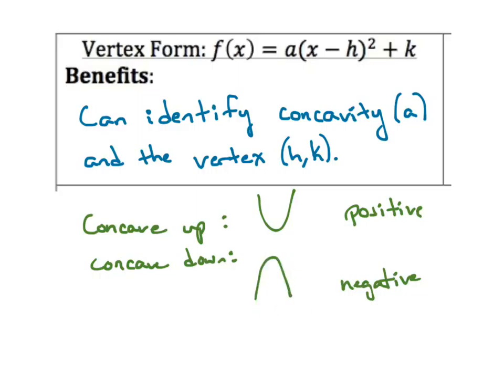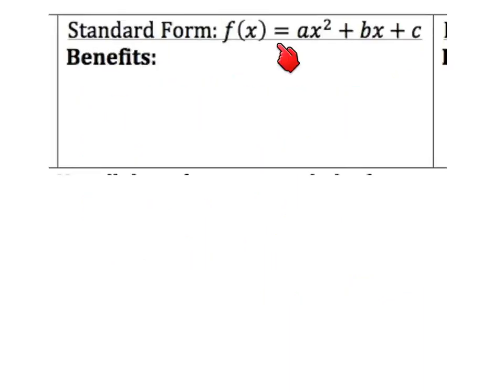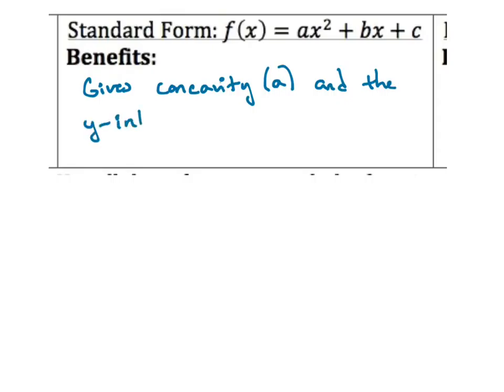Okay, moving on. Standard form, we can still see the concavity. We still have our A. And it actually also tells you the y-intercept, which we haven't talked about before. And that can be referred to as 0, comma, c. How does that work? Well, think about it.